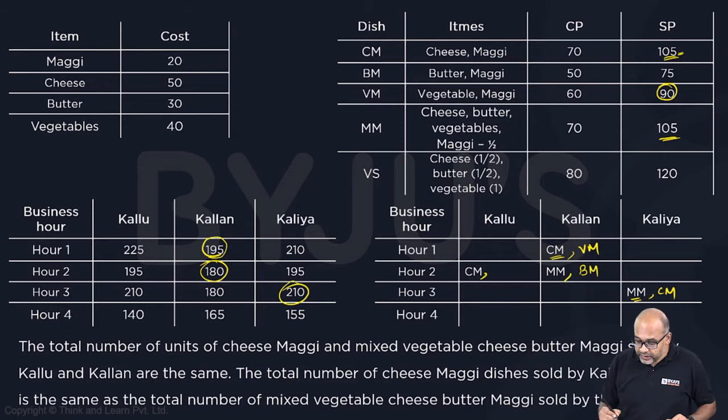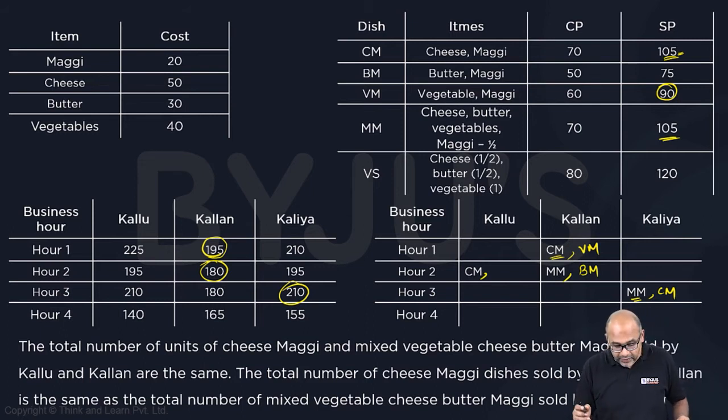Similarly, if you come here, our CM is again 105, but this total is 195. So out of 195, 105 is accounted for. The remaining has to be 90. 90 is only coming from VM.